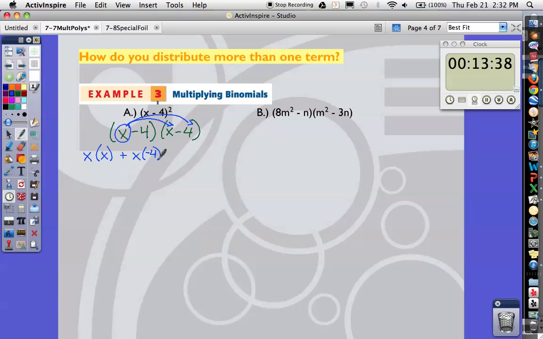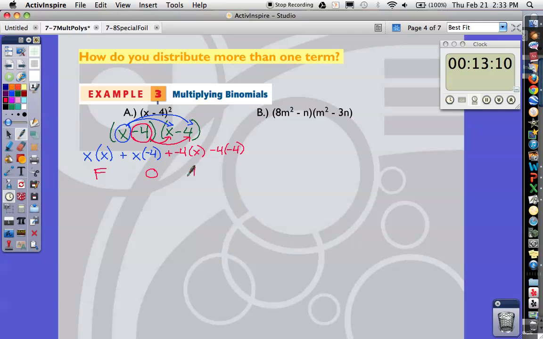So you're distributing that x to both terms in the second quantity, and then you're taking this minus 4, and yes, I'm going to circle that minus sign with it, and you're going to distribute this to the x, and then also to the minus 4. So we would have negative 4 times x, and we would have negative 4 times a minus or negative 4. Guys, this is actually called foiling.